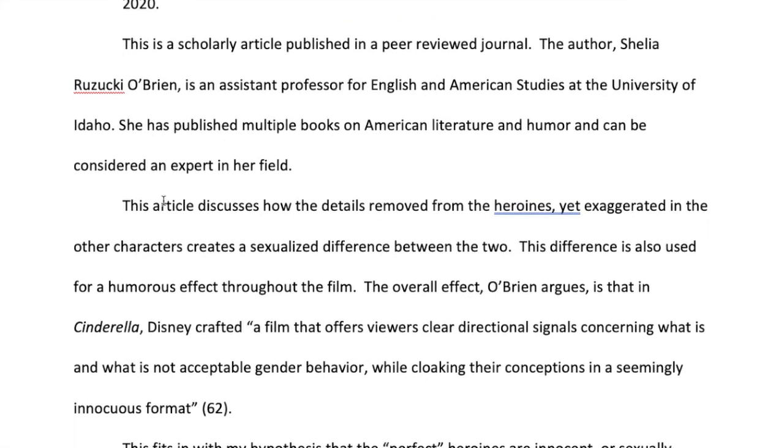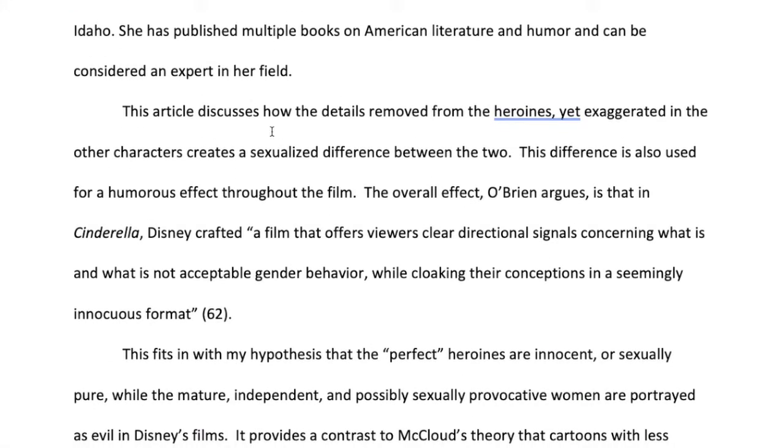So now we'll get into the actual annotated bibliography itself. In this first paragraph, I explain that it's a scholarly article published in a peer-reviewed journal, so I found that out through my research process. I also did a little bit of research on the author herself. I did a quick Google search to find her and found out that she's an assistant professor for English and American Studies at the University of Idaho, and that she's published multiple books on American literature and humor and is considered one of the experts in her field. So that's my first paragraph talking about the credentials of the source.